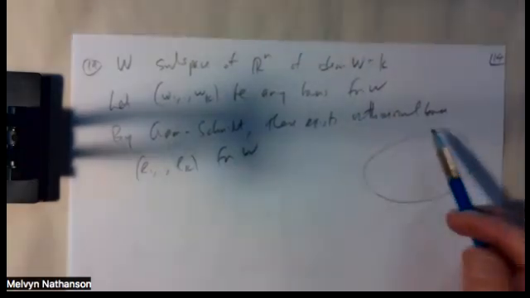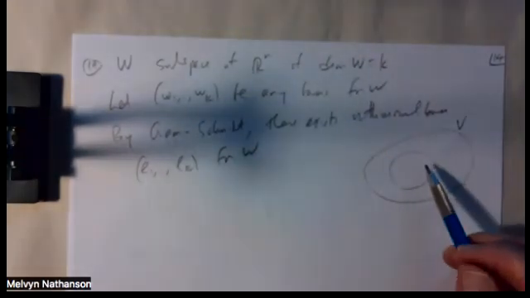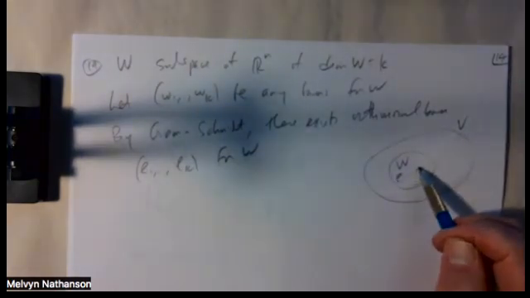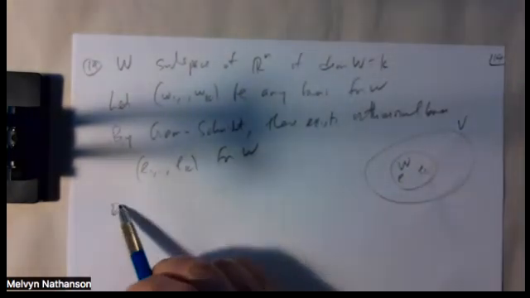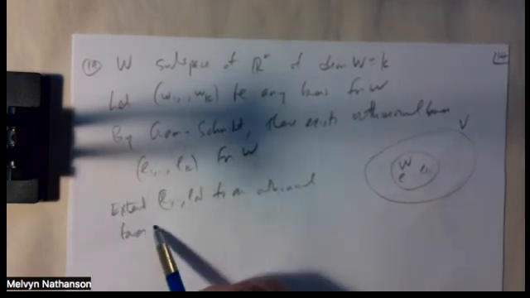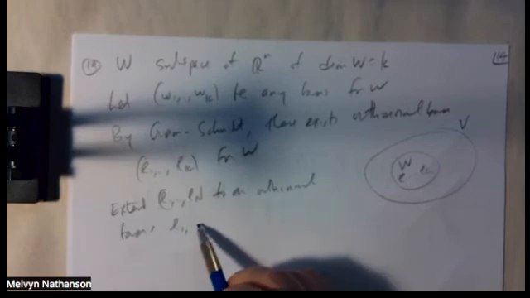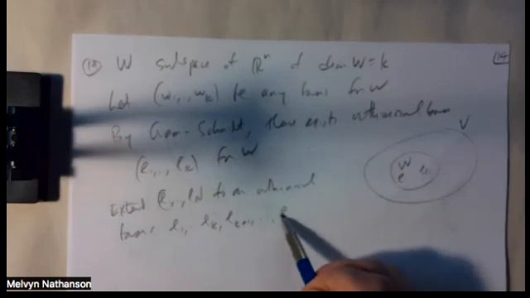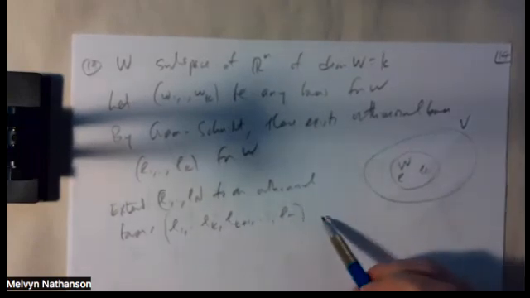So here we have V, and sitting inside V we have W. We can extend e1 up to ek to an orthonormal basis e1 up to ek, ek plus 1 up to en. We have an orthonormal basis for the whole vector space.